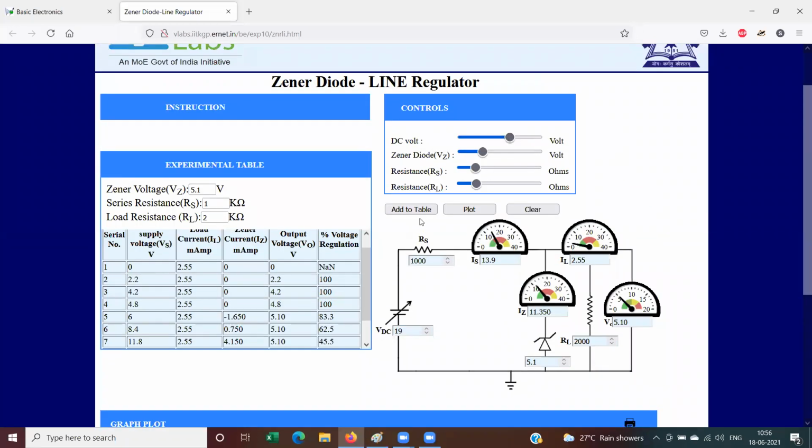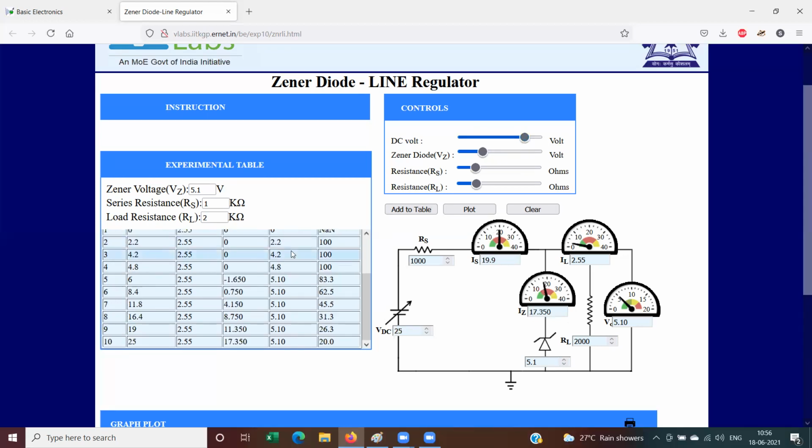Sir, after the fifth reading, what did you do? Can you show it again? I have not done anything. What I am doing is increasing Vs and keep taking the output voltage, 5.1 volt. I have not done anything special. Just keep increasing voltage and take the readings. Okay, that's it. Just do not increase it even more.